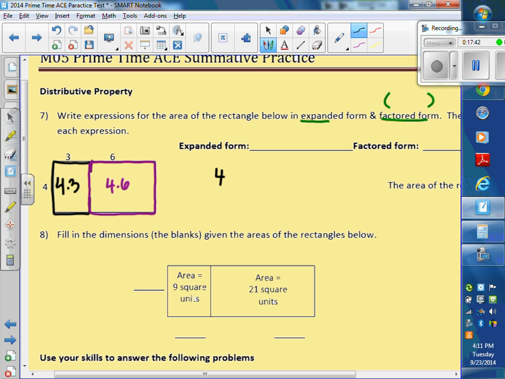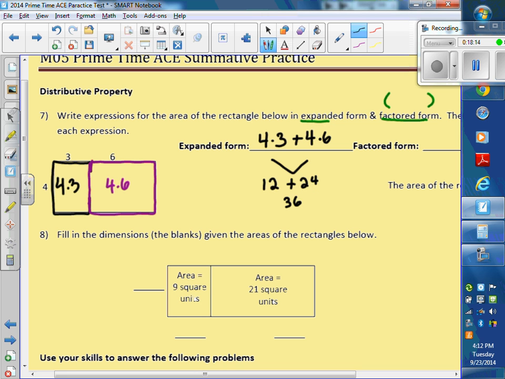So the expanded form is 4 times 3 plus 4 times 6, because together, if you had to find the area, it doesn't actually ask you to find it, but if you had to find the area, it's a good thing to check. It's 12 plus 24. The area of the whole thing should add up to 36.